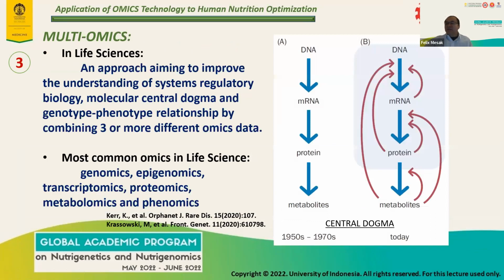So in life sciences, multi-omics is an approach aiming to improve the understanding of system regulatory biology, molecular central dogma, and genotype-phenotype relationship by combining three or more different omics data. As you can see here on the right side, the current central dogma of life is the flow of genetic information within a biological system, from DNA to RNA transcription to protein translation, and obviously to metabolites, to enzyme catalysis.